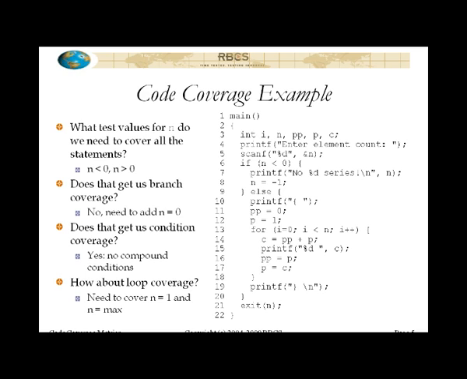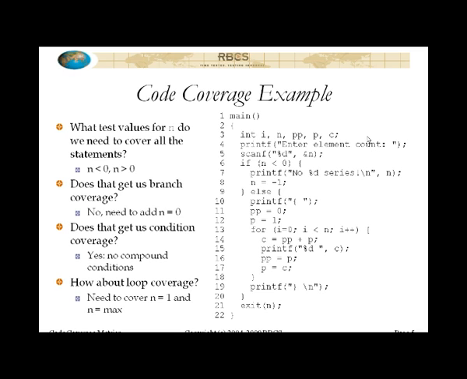Otherwise, we are going to print the Fibonacci series inside of a pair of curly braces, and it's going to loop around and generate the elements of the series and print them out one after the other, and then it'll exit. So in order to get statement coverage, notice that if we test with n less than 0 and n greater than 0, we will execute every one of the statements.